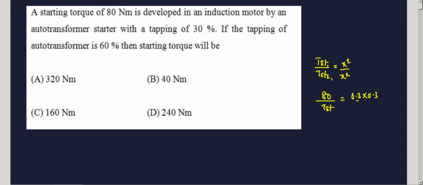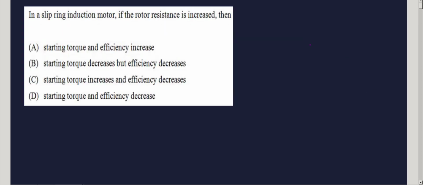30% is tapping. 0.3 into 0.3, so this is 0.6 into 0.6. So this is 2 and this is 2. So 4 eighths 320 is the answer. Starting torque is 320 Newton meter is the answer.